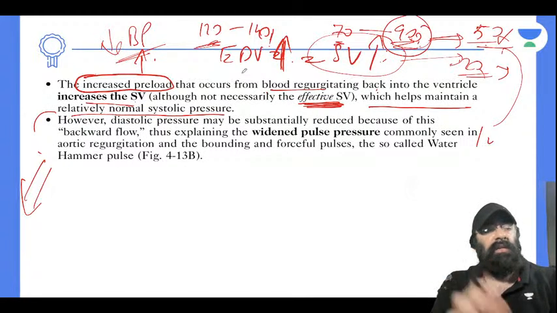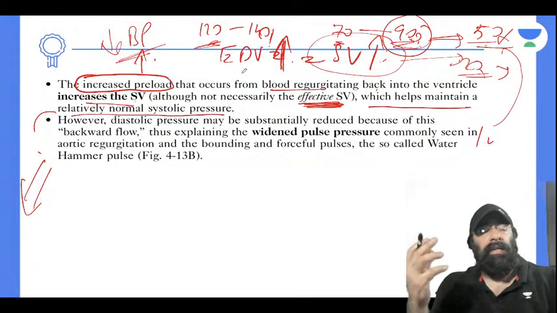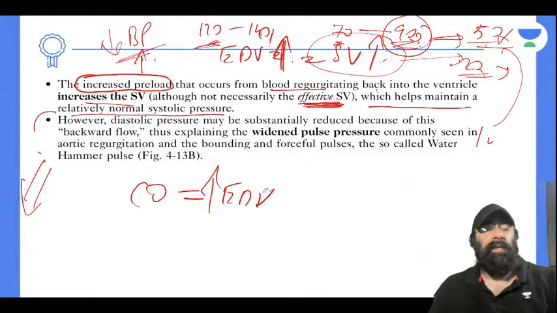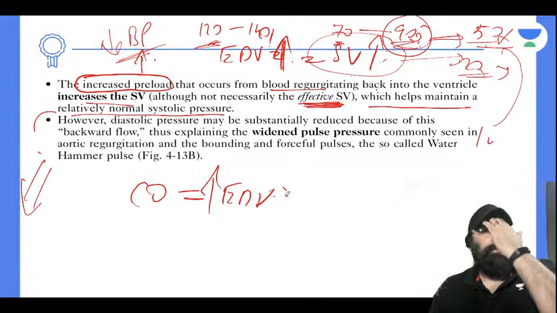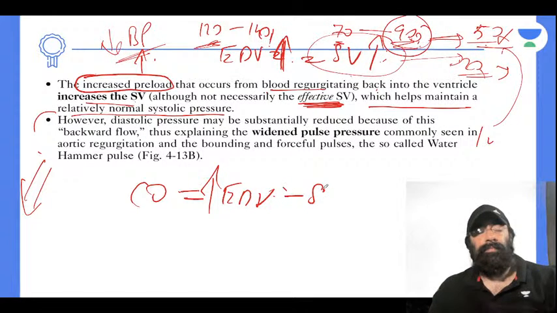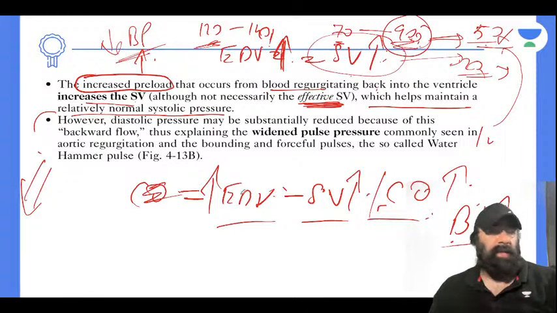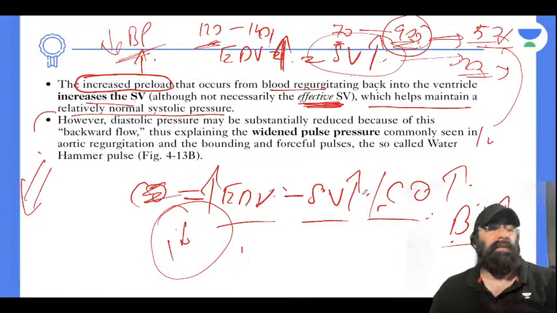Because of the regurgitation, the end systolic volume and diastolic volume, cardiac output, all three values will change. End diastolic volume will increase, stroke volume will increase, cardiac output will increase, and blood pressure will increase, and regurgitation will increase, and the pressure, intraventricular pressure will increase.